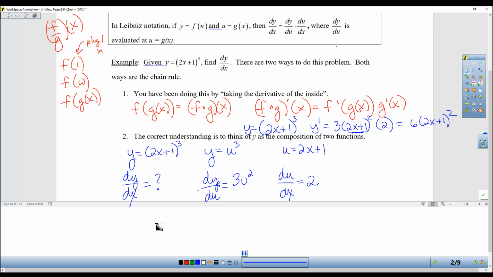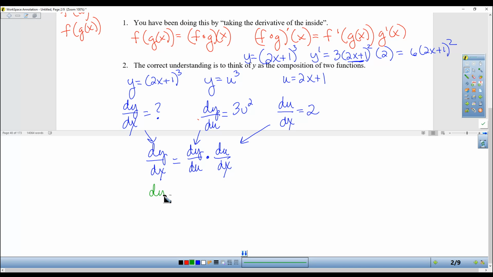And here's the key. dy/dx is dy/du times du/dx. Because even though I don't really want to do it, this would cancel. See, dy/dx is equal to dy/dx. The du's would cancel. And that's why this works. So how can I actually put it together? dy/dx is equal to 3u squared times 2. I do have to put the u back in.